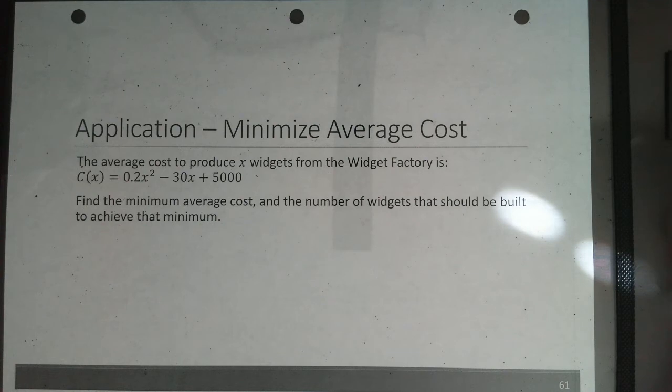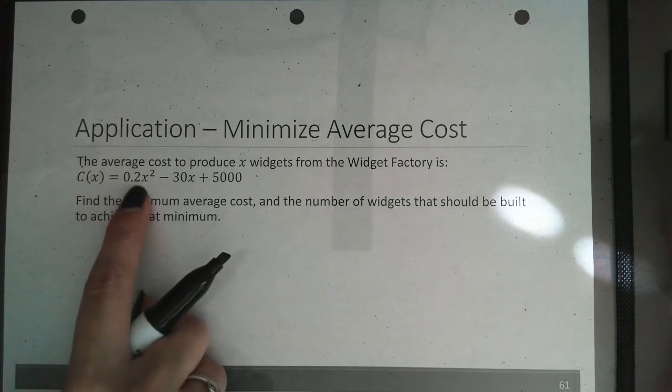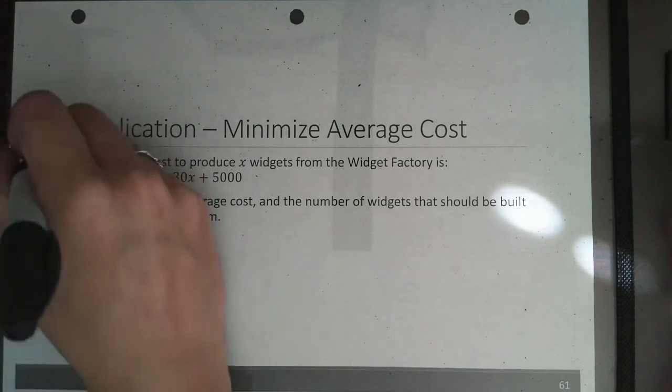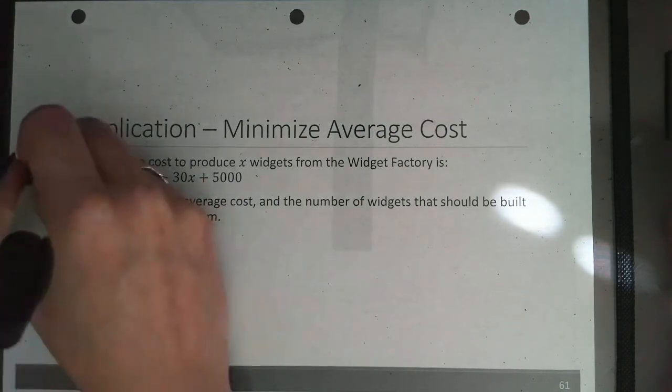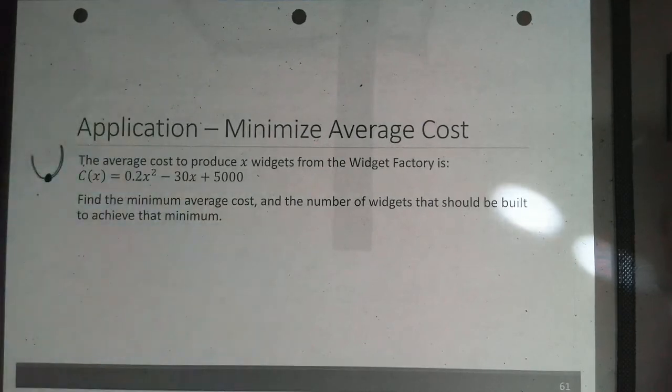So when I see minimum, I'm thinking vertex because this parabola has a positive a value, meaning it opens up. So if we're finding the minimum, we're finding the vertex. So we're trying to find the minimum average cost and the number of widgets that should be built to achieve that minimum. So I'm going to start by finding the vertex.